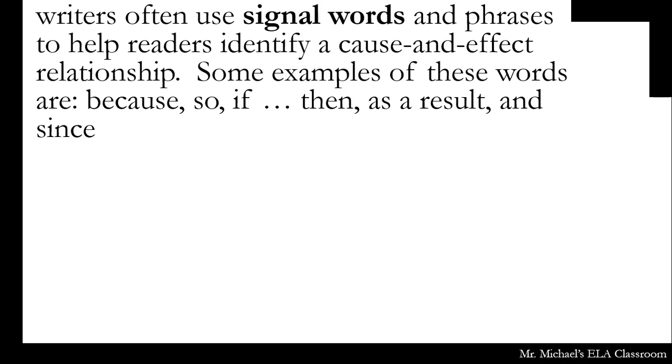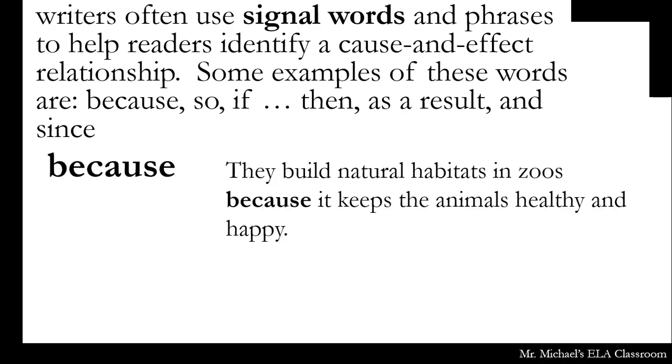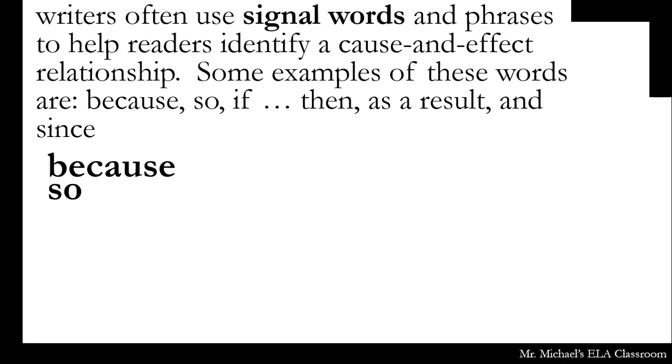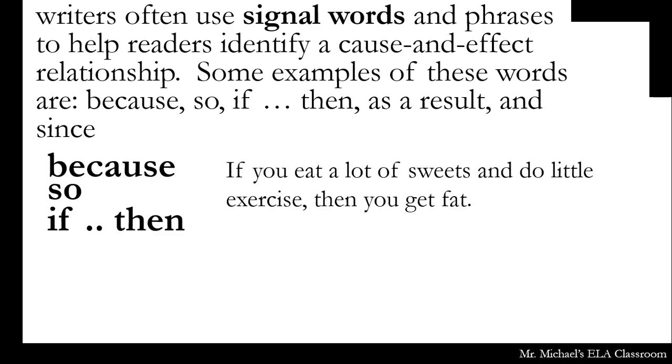So writers often use signal words and phrases to help readers identify a cause and effect relationship. Some examples of these words are because, so, if then, as a result, and since. So, for example here, because. They build natural habitats in zoos because it keeps the animals healthy and happy. So, we study for a test so we don't fail. If then. If you eat lots of sweets and do little exercise, then you get fat.